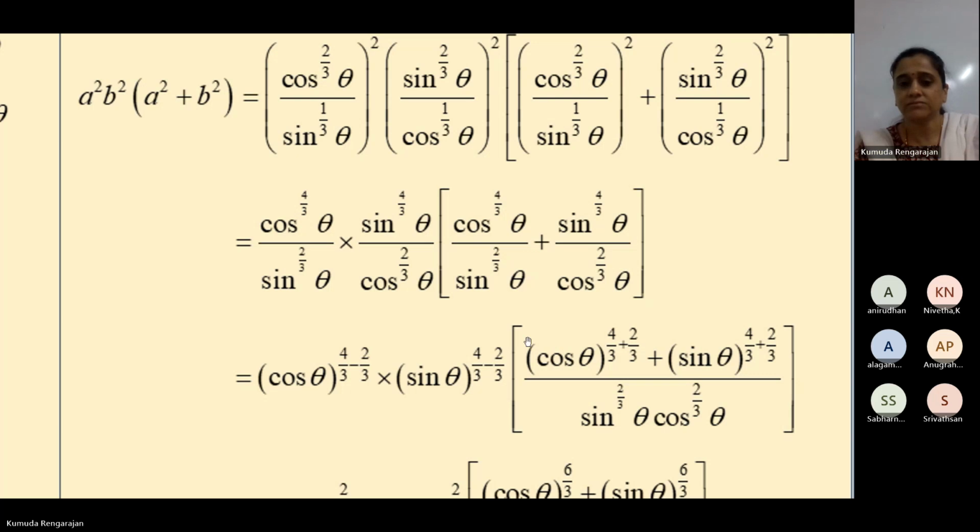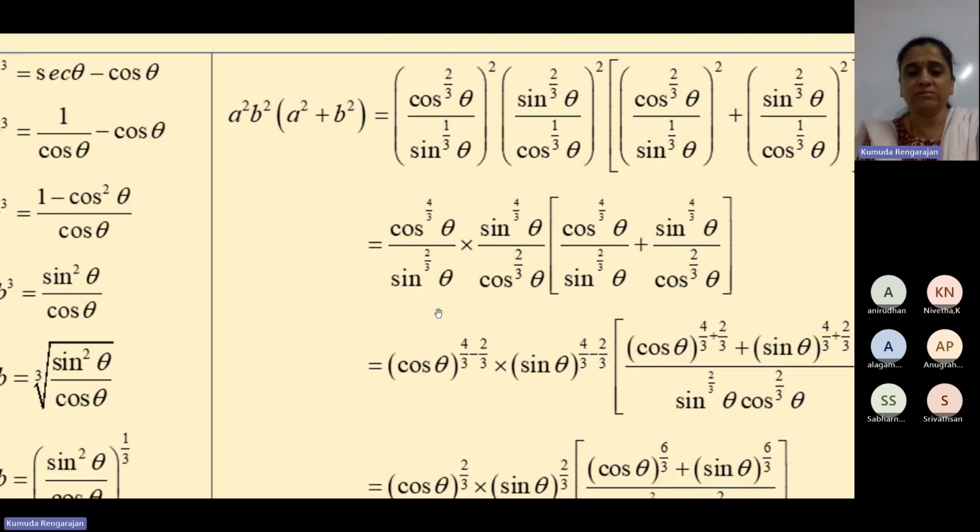Correct? So we should multiply these two and these two, right? When you multiply these two, it's like cos theta to the power 4 by 3 into, when you multiply these two, the bases are the same, right? Cos theta, the bases are the same, and it's multiplication. So what should you do? Add the powers.